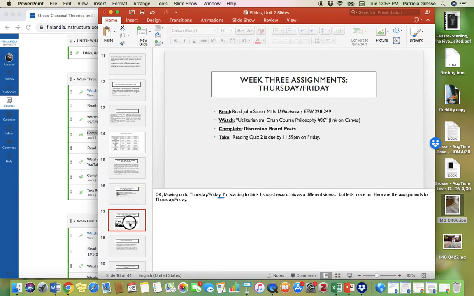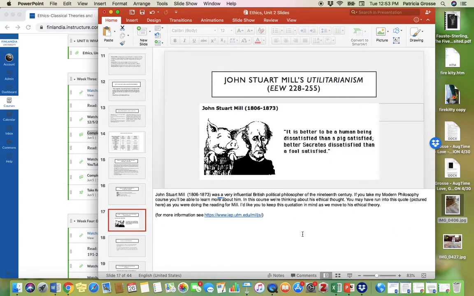John Stuart Mill, who lived from 1806 to 1873, was a very influential British political philosopher of the 19th century. If you take my modern philosophy course, you'll be able to learn more about him. In this course, we're thinking about his ethical thought. You may have run into this quote pictured here as you were doing the reading for Mill, and I'd like you to keep this quotation in mind as we move to his ethical theory.